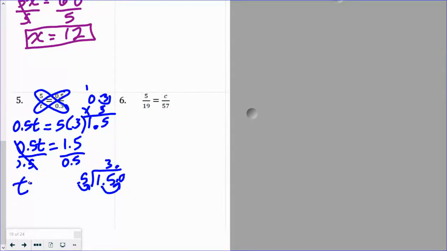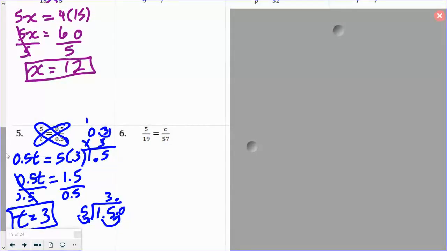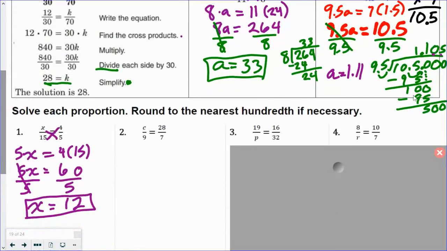So t equals 3. Now, if I needed to, could I check my work? Yes, I most definitely could. Okay, we could put it back into our equation. You could check it that way, or you could put it back in the proportions and do your cross products. Okay? All right. Now I want you to try doing 3 on your own and 4 on your own. So pause this and then come back to it.